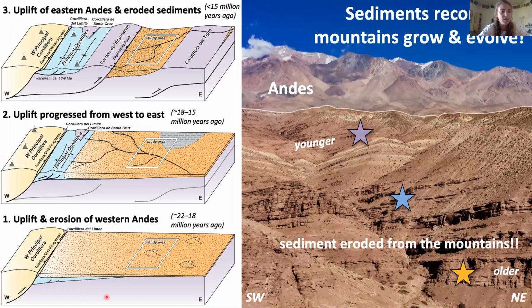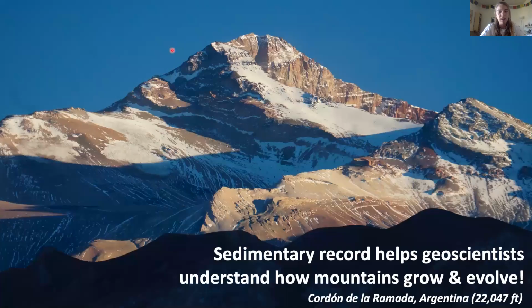So here that involved initial uplift of the western Andes, and then erosion and sediment accumulation in the basin, followed by uplift and erosion of the central part of the range, and finally uplift of the range of the eastern Andean flank with ongoing erosion and accumulation in the basin. And this gives us a better idea of how the Andes here grew and evolved, and is one example of how I use the sedimentary record preserved in basins to understand mountains.